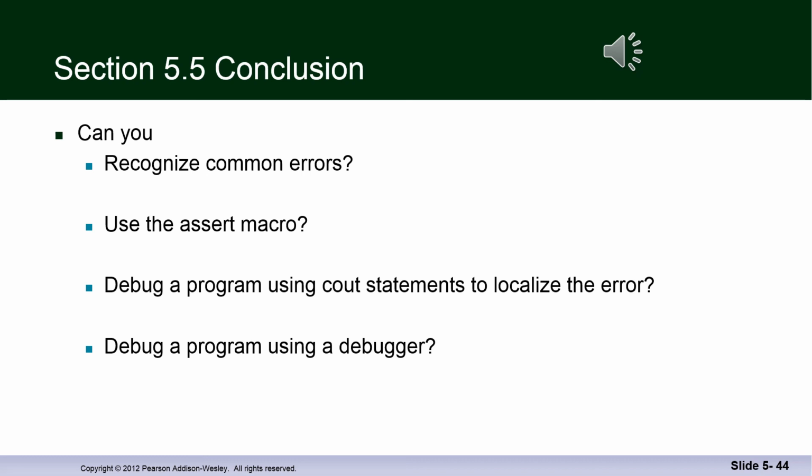Debug a program using cout statements to localize the error. If you're having problems with that, I can help you. If you find a specific example of a program where you'd like to use cout statements to localize the error, send it to me, bring it to me in class, we'll work it. Debug a program using a debugger. I'm sure I've gone over that in class. The debugging menu on C++ has lots of tools. The one I use most frequently is to step into and step through your program.